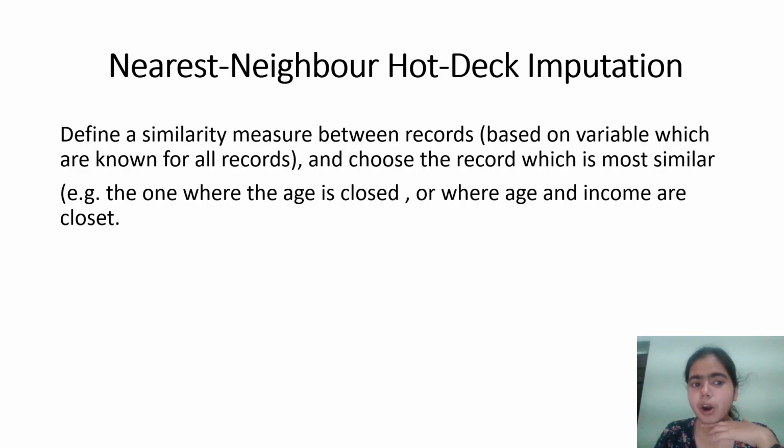Nearest neighbor hot deck imputation: define a similarity measure between records and choose the record which is most similar. Like the old example, where the age is close, or where the age and income are closest. We choose the nearest value, and that comes under nearest neighbor imputation.